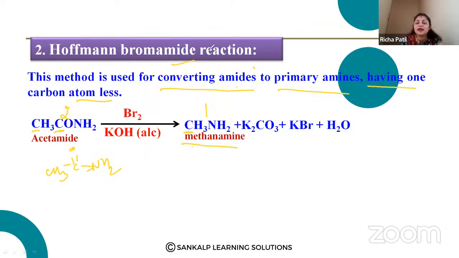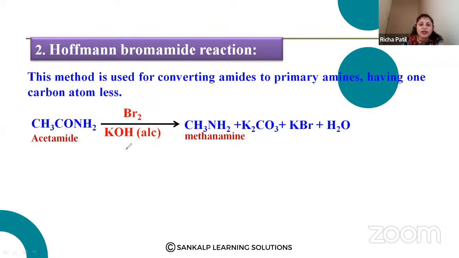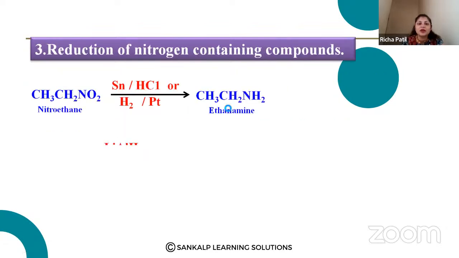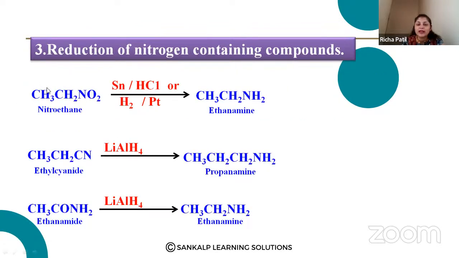Okay, so this is the Hoffman bromamide reaction, wherein you are converting your amides to primary amines. So what is the reagent? Remember, it is Br2 in alcoholic KOH. And the product has one carbon atom less than the reactant. If the reactant has 2 carbon atoms, you will yield only 1 carbon atom in the product.